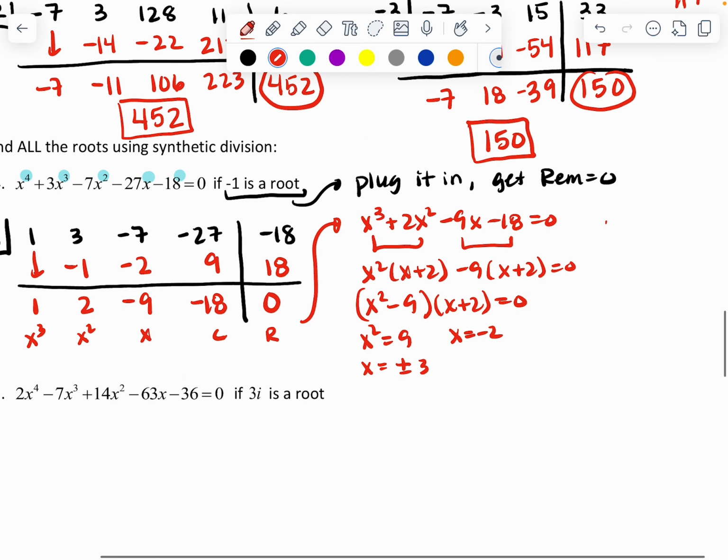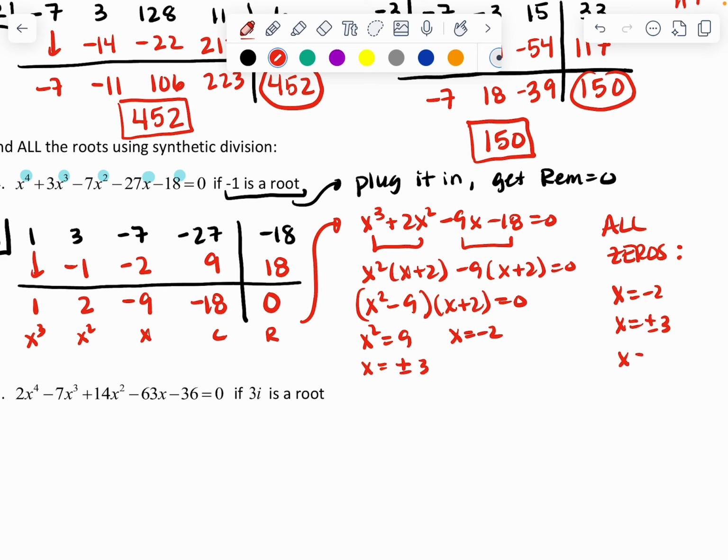So all the zeros here, or roots, same thing, are going to be x equals -2, x equals plus or minus 3, and x equals the original one, which is -1. All right, so remember, zeros and roots are the exact same thing, or solutions, sometimes they call them that.